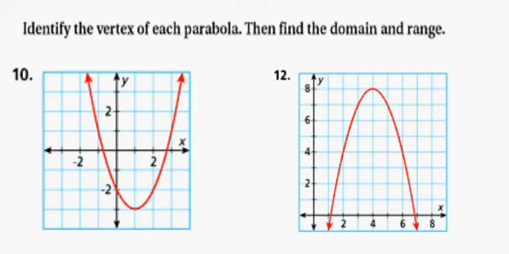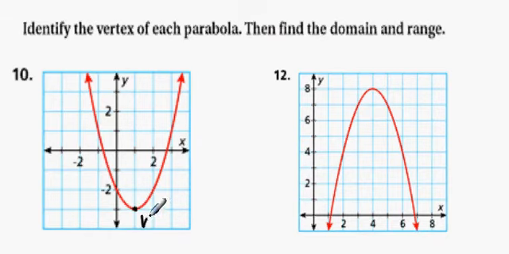Alright, our problems 10 and 12. We need to identify the vertex of each parabola, then find the domain and range. Well, the vertex is pretty easy. The vertex is the point where the direction of the graph changes. So it's either going to be the bottom or the top of the graph. In this case, our parabola is opening upwards, so our vertex is right here at the bottom.